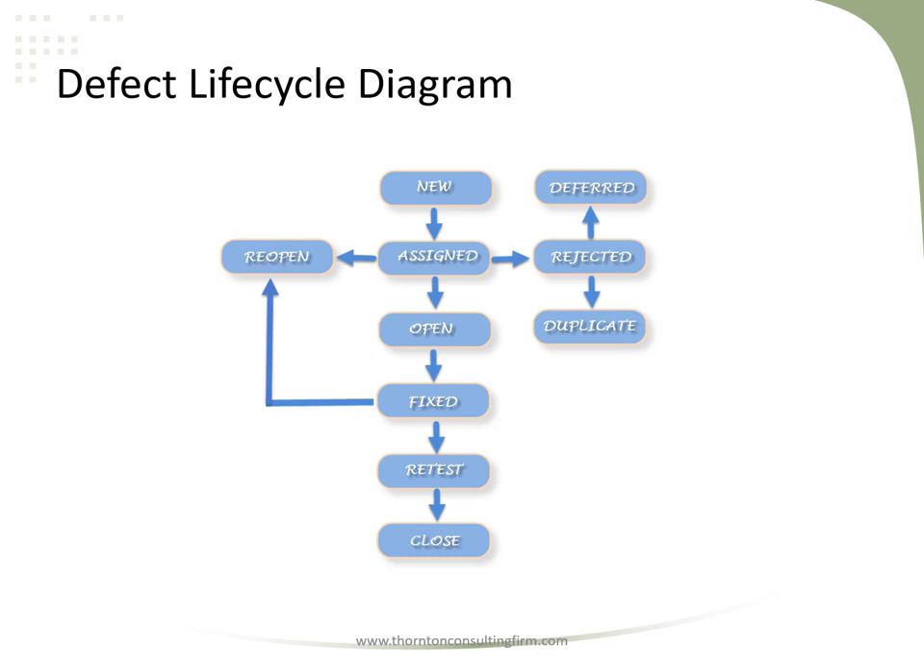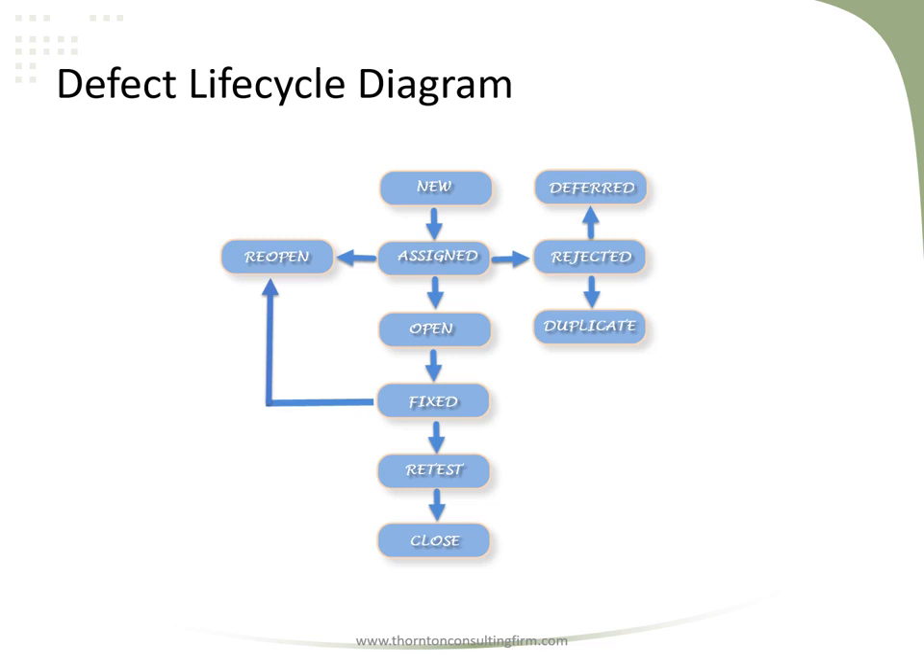Stage 1 is new, and all defects start in this stage. This is when a tester would find a defect and create it. And then from there, that same defect goes into assigned. From there, it goes into open, fix, retest, and close. That same defect can go into a deferred status, or rejected, or duplicate, or it can be reopened. So let's discuss some of them and what they actually mean.